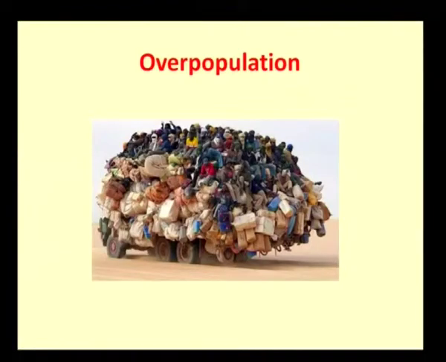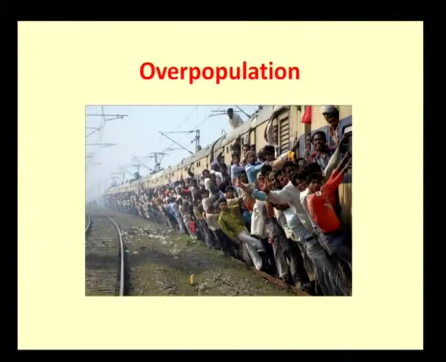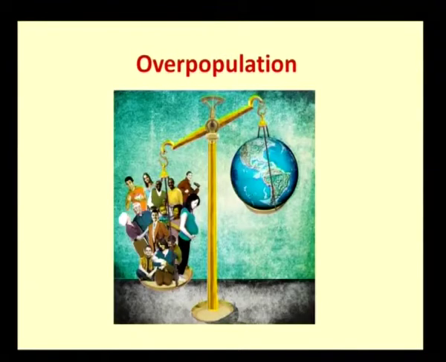So, overpopulation should be checked, and the general people should be given awareness to check overpopulation in order to maintain a healthy living in a healthy environment. Look at the picture how people have been crowded in a truck. See here how they are just hanging over in a train. Look at this picture. In a balance, on one side the globe is, and on the other side, see how overpopulated our earth is.